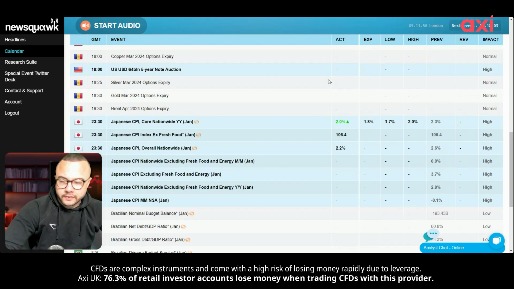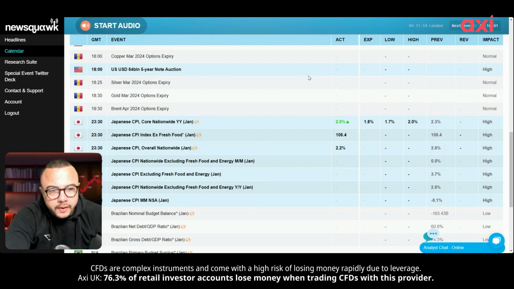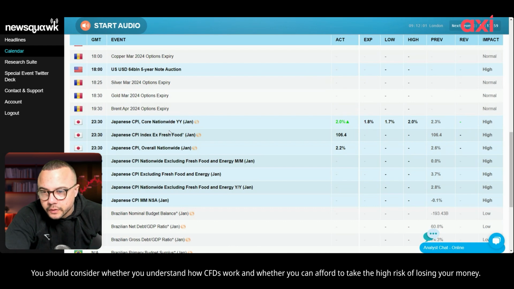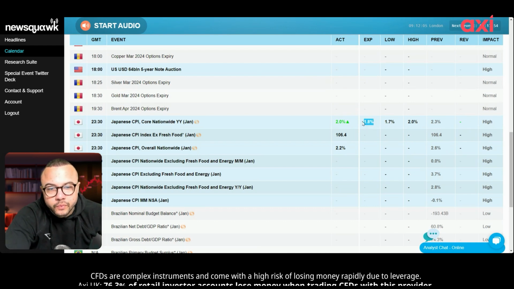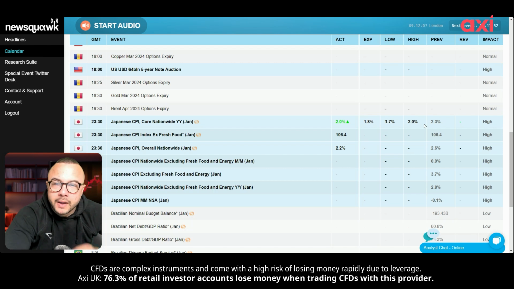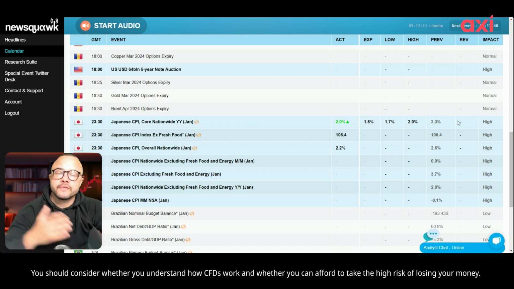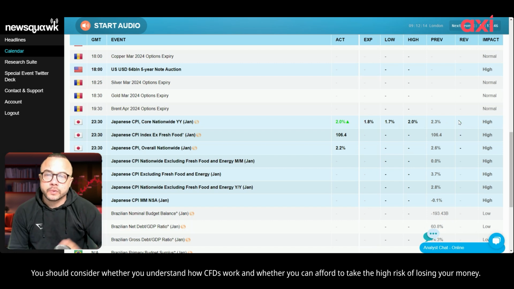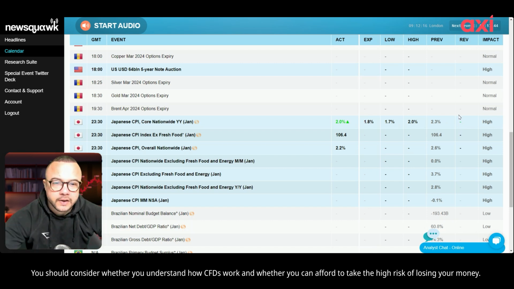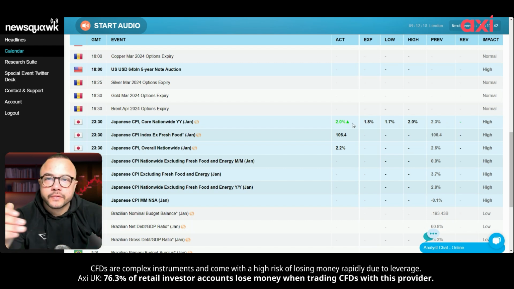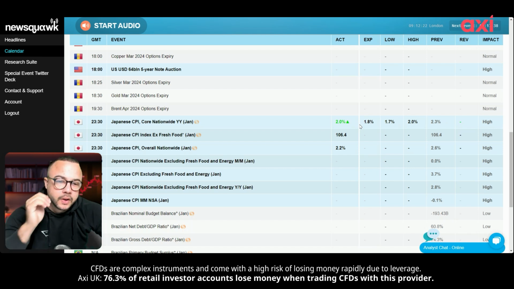So we can see that inflation actually came in hotter in Japan for last month. So CPI core nationwide year on year was 2% versus the expected 1.8%. But key here to note is the previous of 2.3%. So in effect, the chart is pointing downwards, which is disinflationary. Disinflation is when you still got inflation, but it's a reduced number to the prior number, okay?